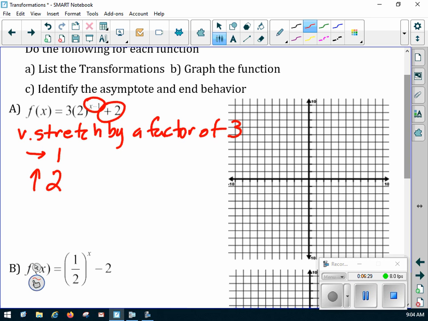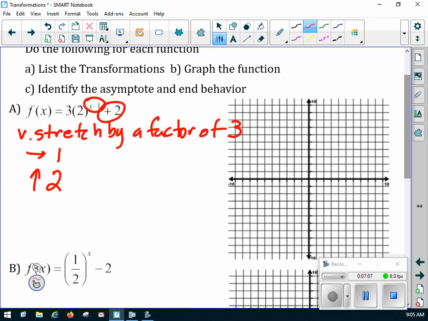How many transformations do we have? 3. Now, let's just think for a minute. What does a vertical stretch by a factor of 3 do to x or y? Multiplies the y by 3. Good. What does right 1 do? What does that mean to x or y? Add 1 to the x. What does up 2 do? Add 2 to the y.